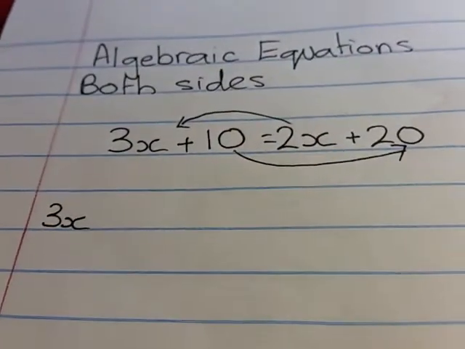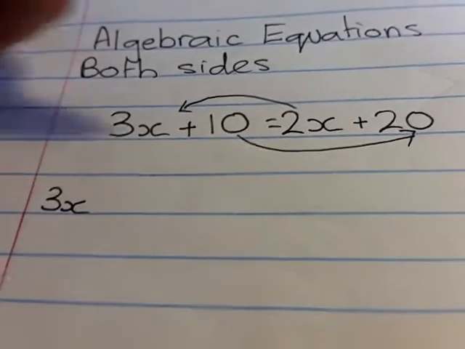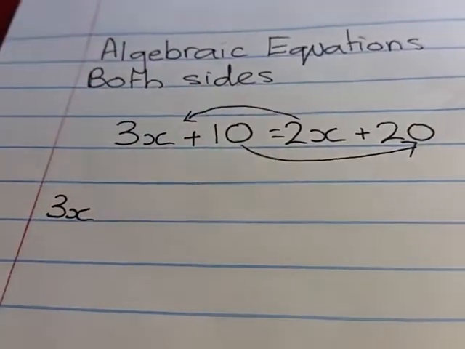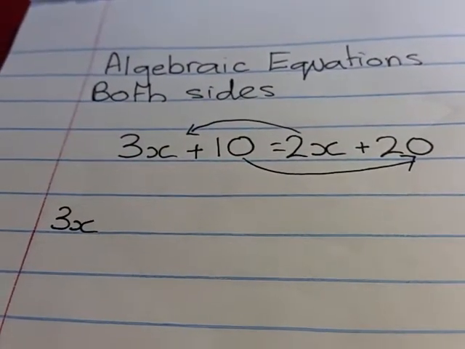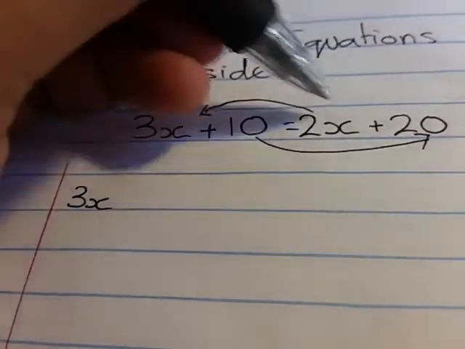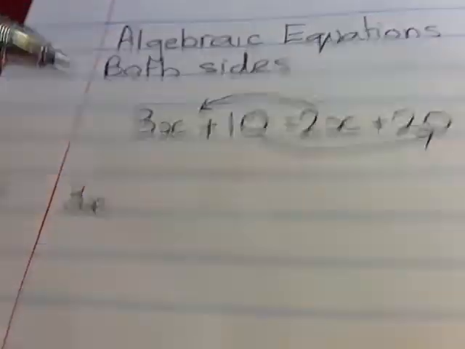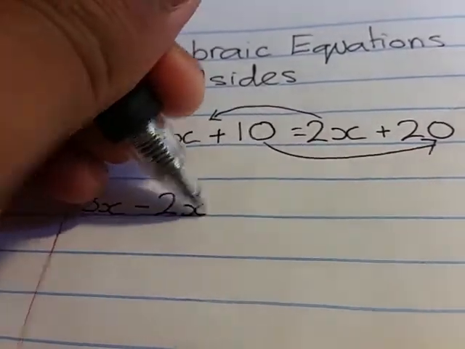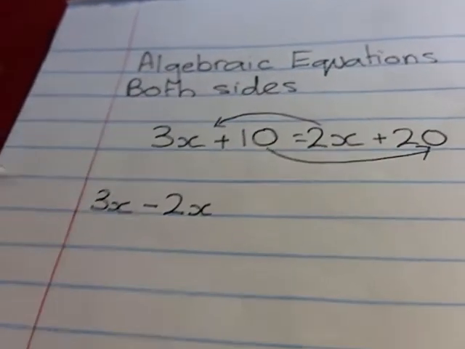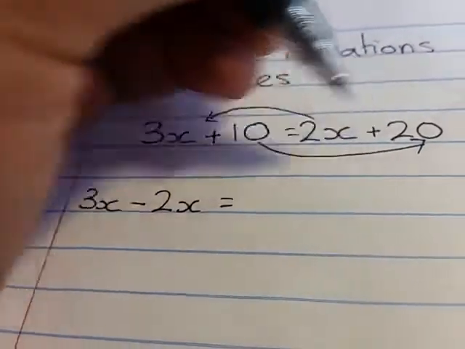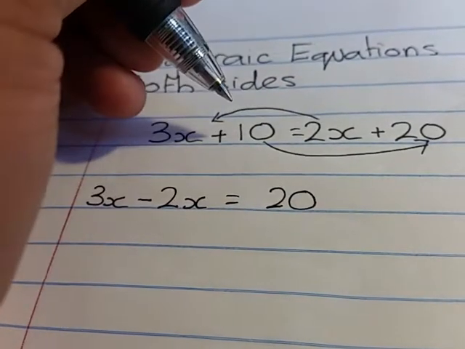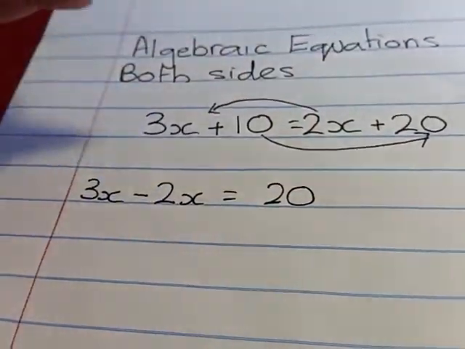You start with the 3x because it was there first. Then the 2x, remember, anything that crosses that equal sign becomes its opposite. So what was 2x before, when it crosses the border, the equal sign, it becomes minus 2x. And that equals, there was a 20 over there, and then the plus 10 on the left becomes its opposite, which is minus 10.